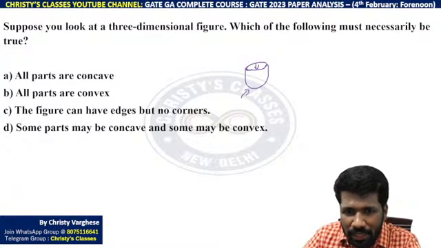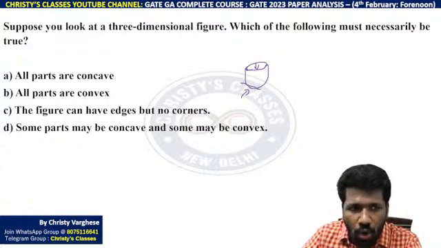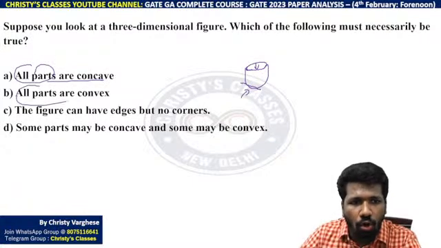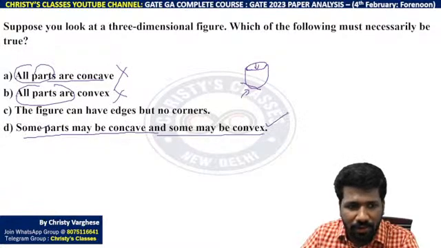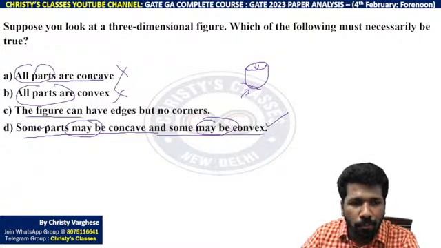Are you getting the point? This is more than 180 and this is less than 180. So definitely 'all parts are concave' is wrong, 'all parts are convex' is also wrong. Some parts may be concave, some parts may be convex. Yes, the word 'may' ensures that that is correct. So did you all understand how option D is the correct answer? Why is option C wrong?